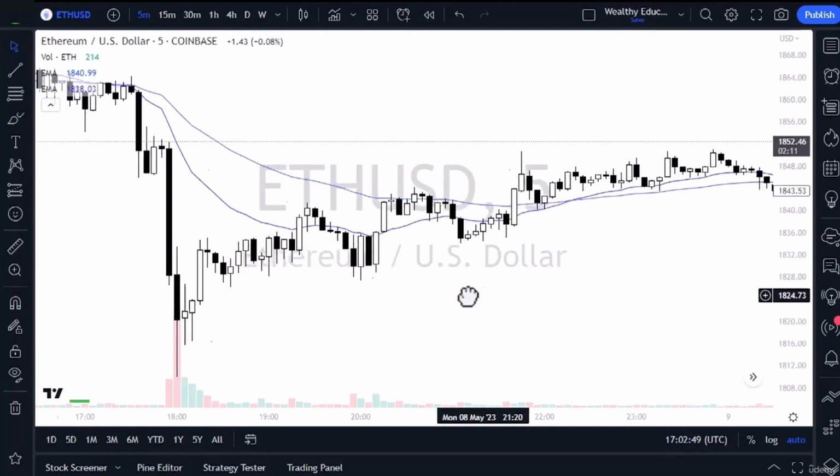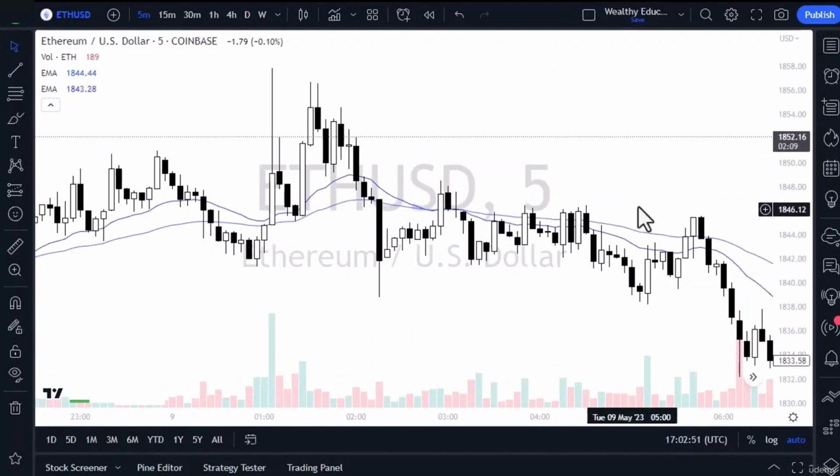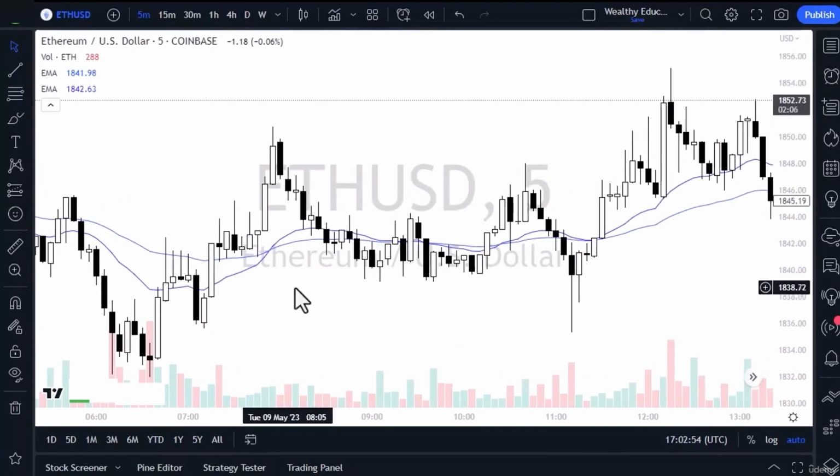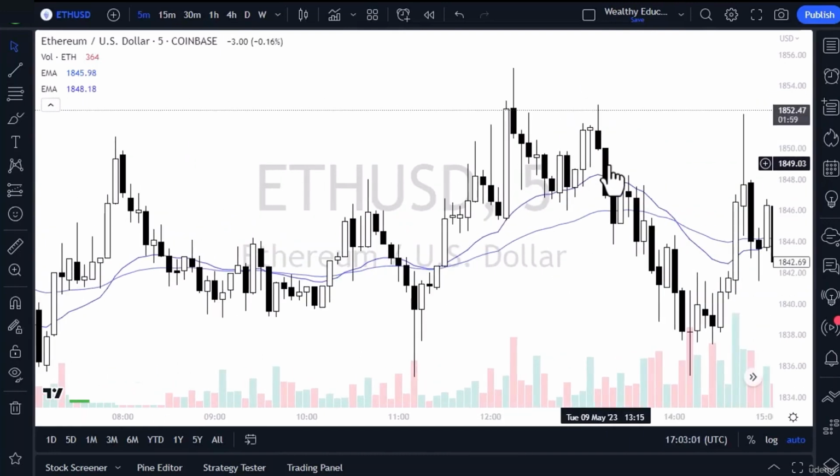See if we can find a hanging man pattern. Like I said, they're not as common. You could kind of make an argument for that one, but I would rather see it at that candlestick. There's a nice one right there.